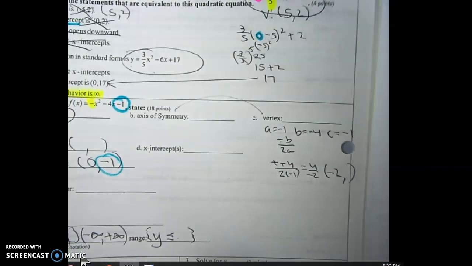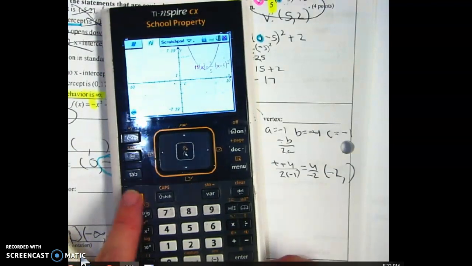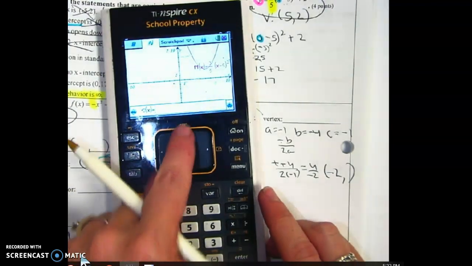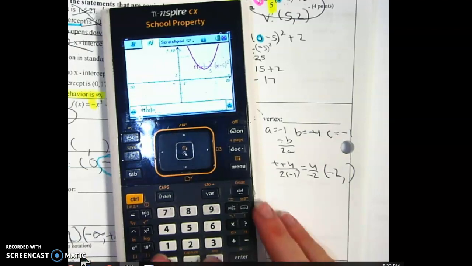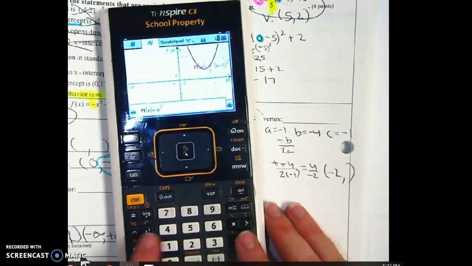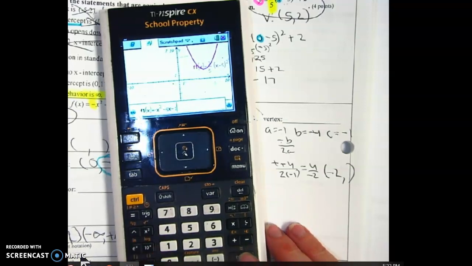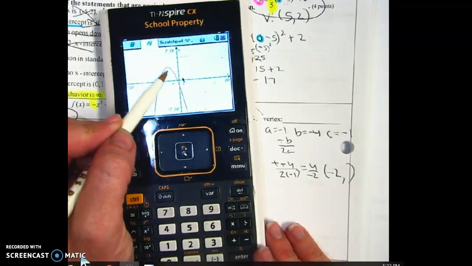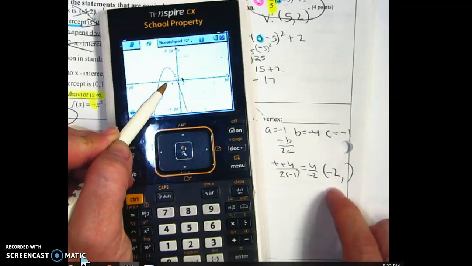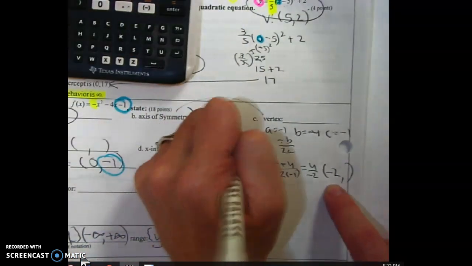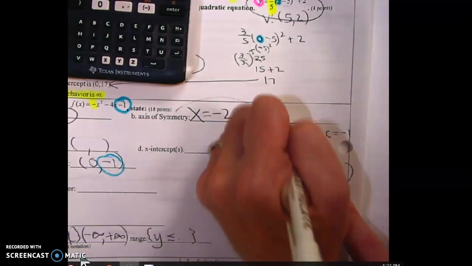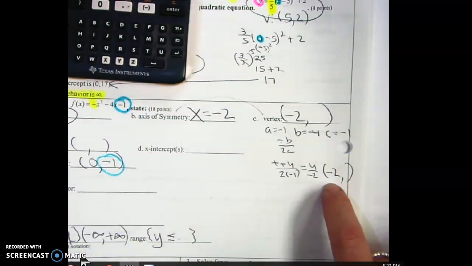Now, how do I know I'm right? I can go Control G, and let me delete this other one. Sorry, that's taking time. And I could literally graph it. Negative x squared minus 4x minus 1, boom. And if you look, it's left 2. So I did get it right, it's negative 2. So that means the axis of symmetry is x equals negative 2, and the x value of the vertex is negative 2.